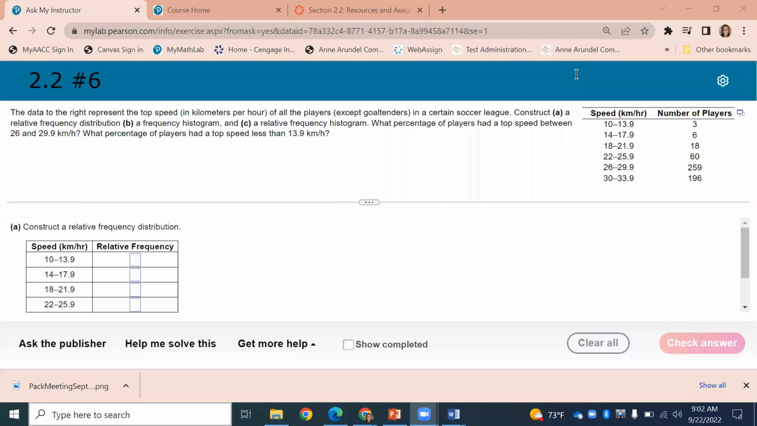Hi class, it's Professor Rourke. I wanted to make a video from one of your homework problems. This particular problem is from section 2.2 and it's number 6.